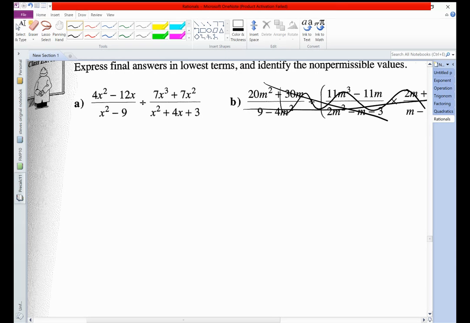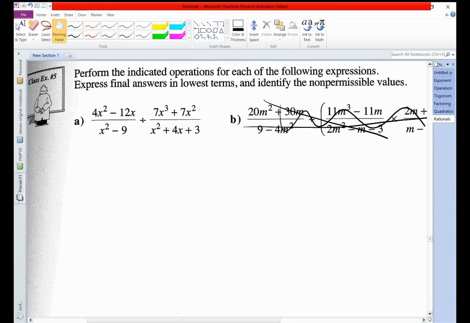So let's look at letter A here. So we're going to go 4x squared minus 12x, all divided by x squared minus 9, divided by 7x cubed plus 7x squared, all divided by x squared plus 4x plus 3. So the first thing that I'm going to do is, you know what we should do? Let's just flip this first. We can factor first and then flip, or we can flip and then factor. It's not going to make a difference.